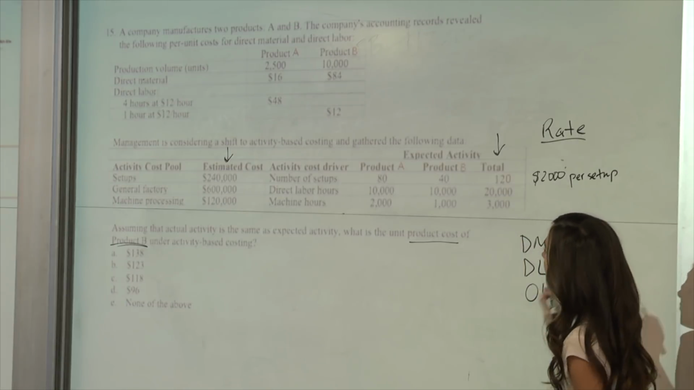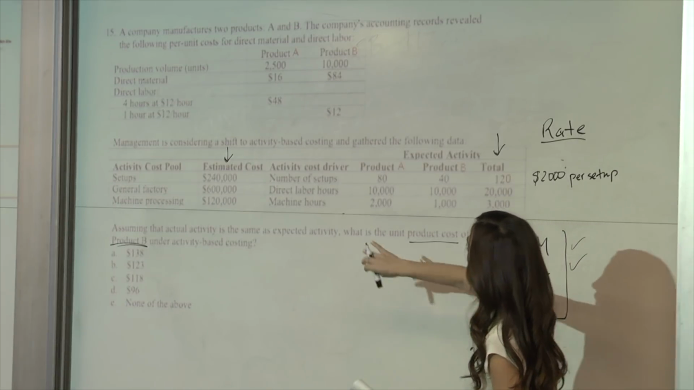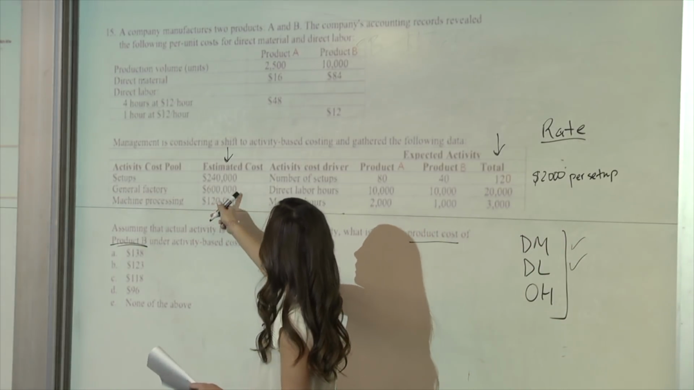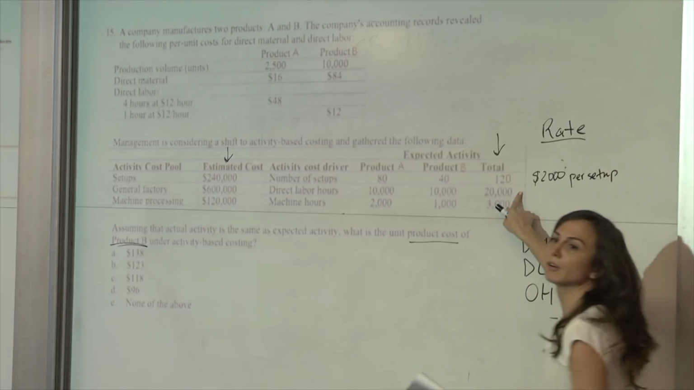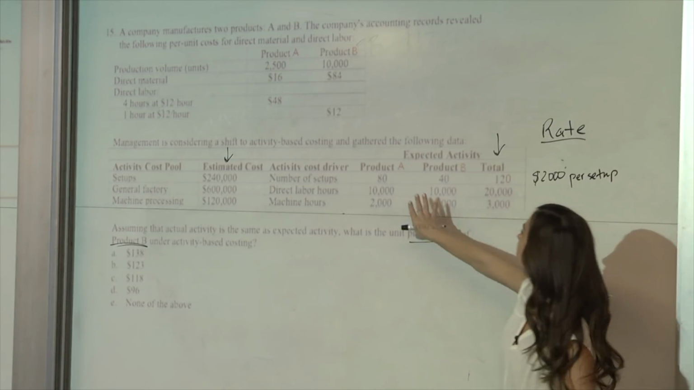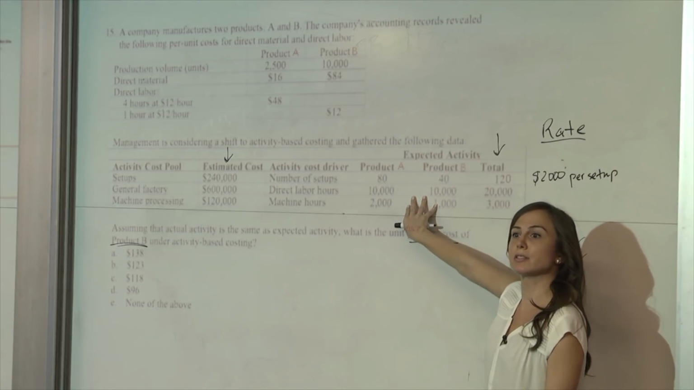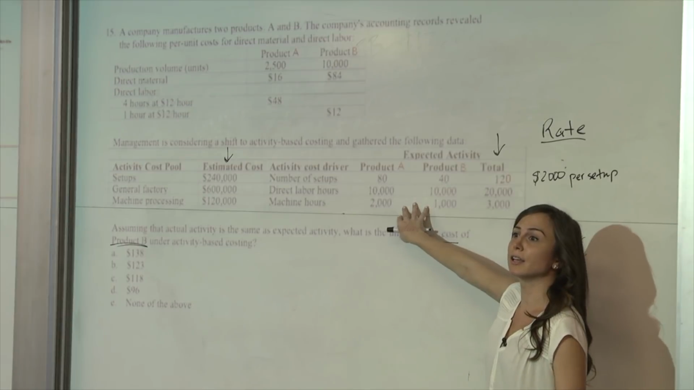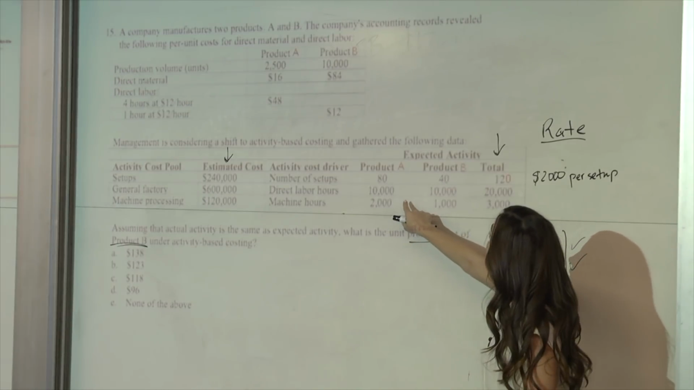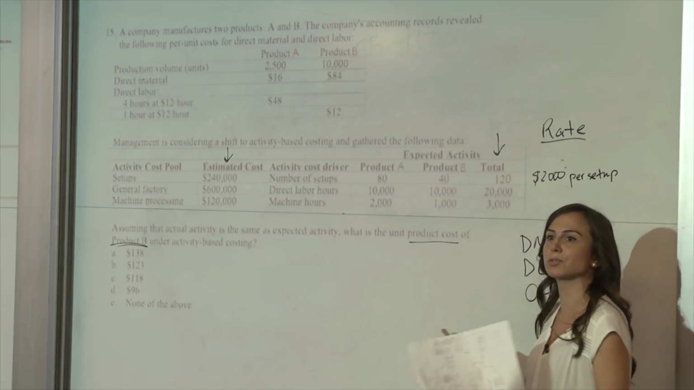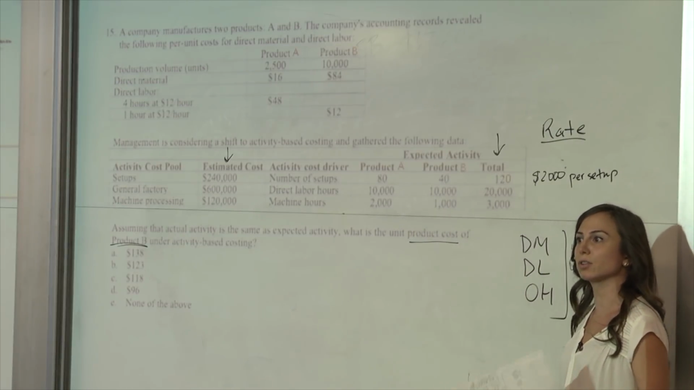Now we're going to do that for the other two activity cost pools. So what do we do for general factory? We're going to have 600,000 divided by 20,000. So when you're calculating this rate, you can pretend that these two columns don't exist for now, as long as you have the total. However, there might be a case, let's say on an exam, where you're not given this. All you have to do is simply add up the two, right? Because those are the only two products of the company, and you'll get the total.